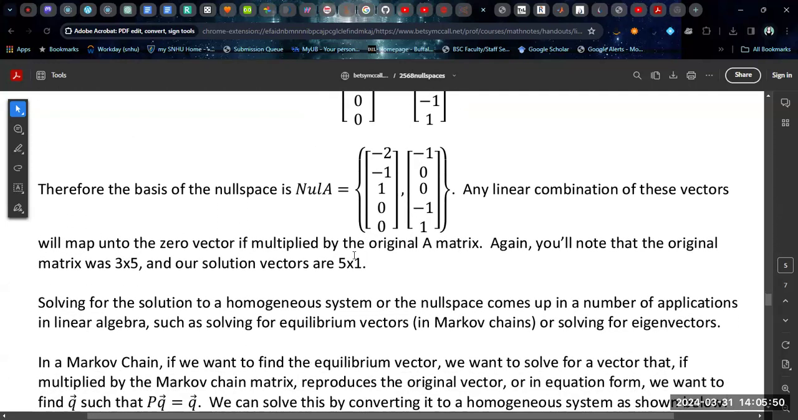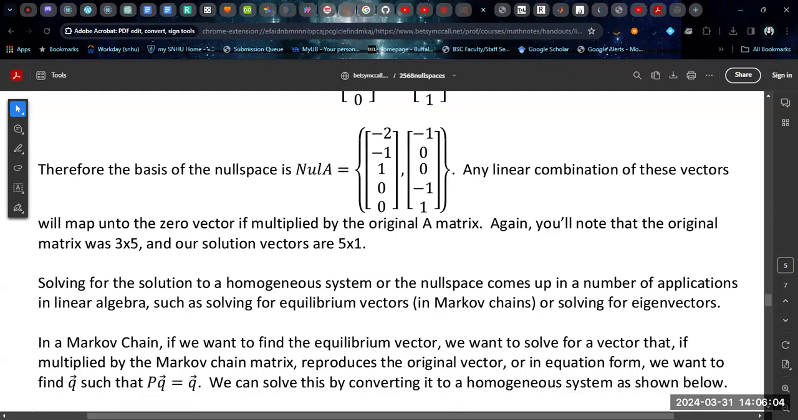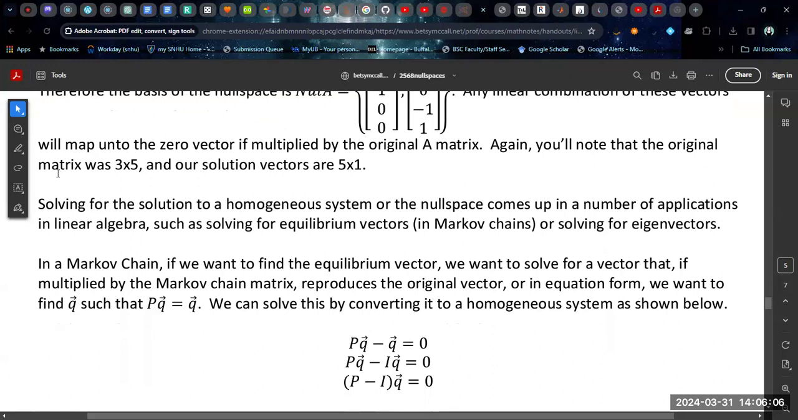So the basis for the null space is then reported as a set of these two vectors. Any linear combination of these vectors will map onto the 0 vector if multiplied by the original A matrix. So again, you'll note that the original matrix was 3 by 5, and our solution vectors are 5 by 1.